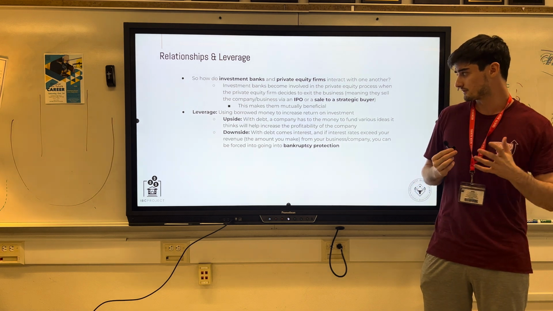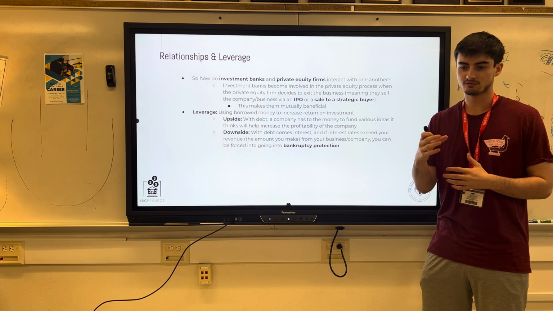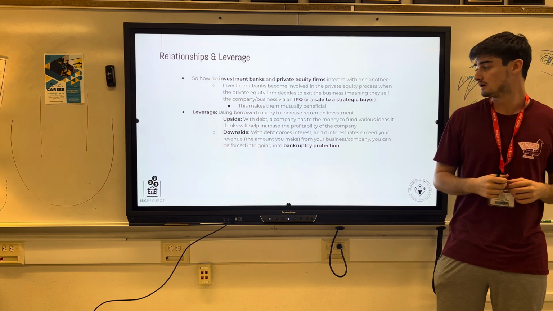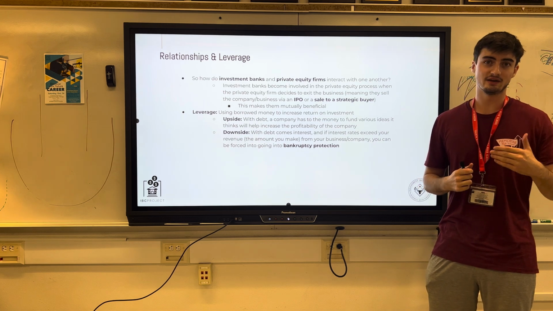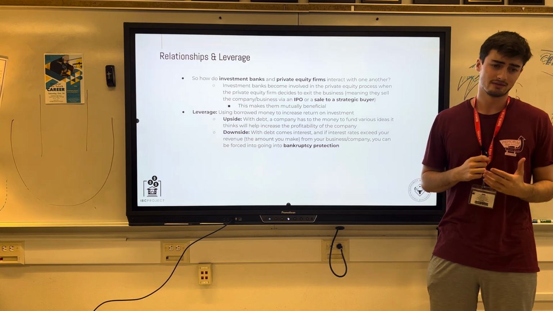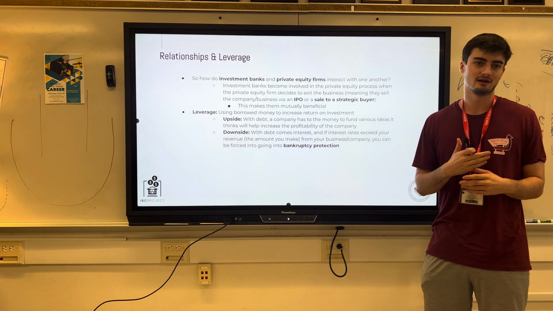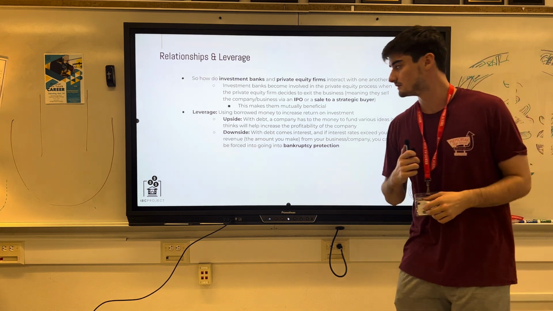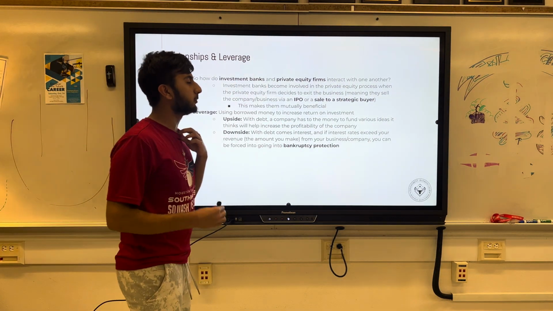And then what are some good aspects of having debt? Well, you can use that money that you borrowed from someone and buy stuff, expand, grow. Downsides: if you have too much debt and the interest goes up and you can't pay for it, then you're going to be in bankruptcy protection, which is when you cannot repay your interest and you're going to file for bankruptcy. Exactly.